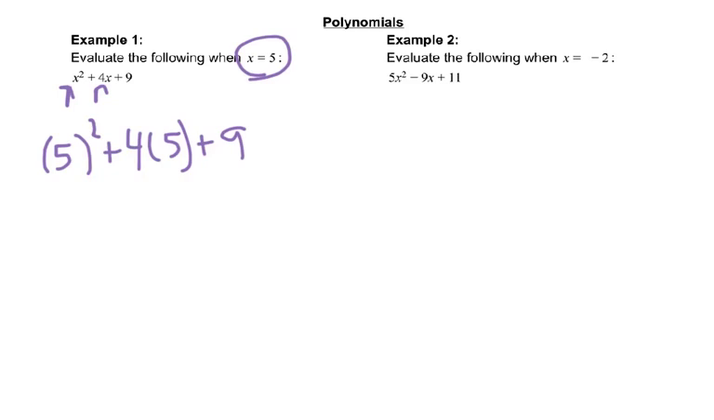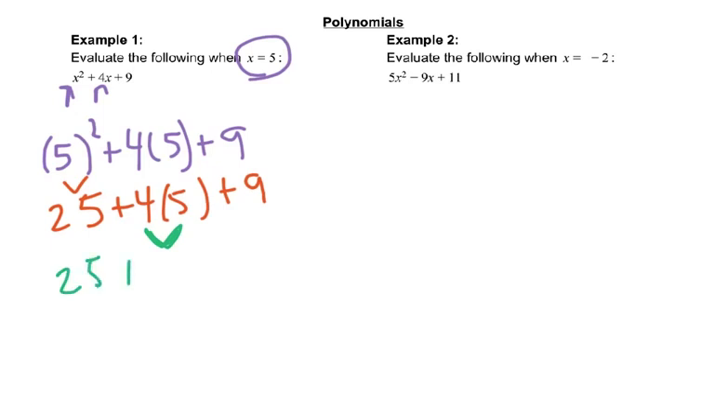This is our order of operations that we just learned. So I'm going to do 5 squared, that's going to give me 25, plus 4 parentheses 5 plus 9. Next I'm going to do my multiplication, which is 4 times 5. 25 plus 20 plus 9. And now I'm going to add from left to right. 25 plus 20 is 45 plus 9. And 45 plus 9 gives me 54.